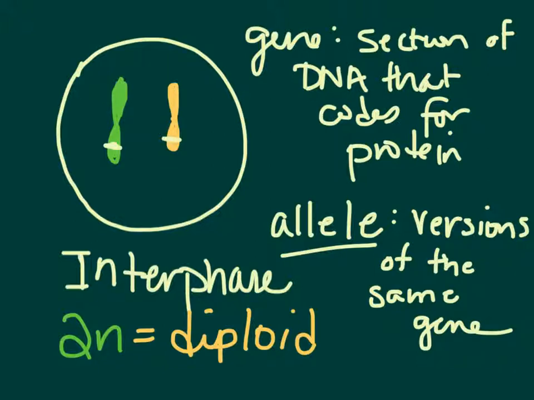So one parent could have given capital A as the version of the gene here, and the other parent may have provided lowercase a. But at the same time, one parent could have provided capital A and the other parent could have also provided capital A. Or both parents could have provided lowercase a. It depends on what they had to give. You can only give what you have, right? There's no way to give anything that you don't have. So they had two choices of what they could give you.